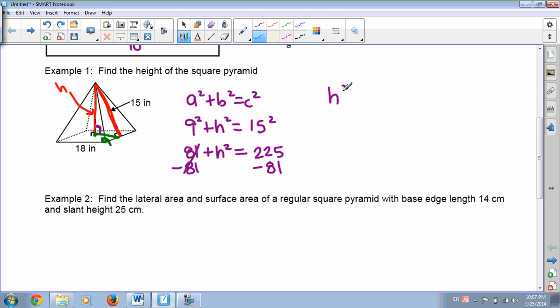So h squared is 144. In order to find h, we have to square root both sides. The square root of h squared is h, and the square root of 144 is 12. So the height of our pyramid here is 12 inches. So that problem, all we needed to use was the Pythagorean theorem to solve.